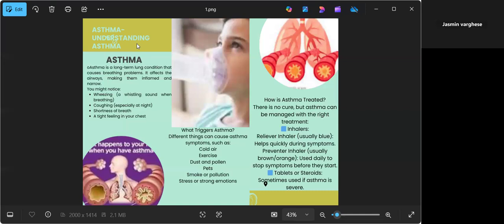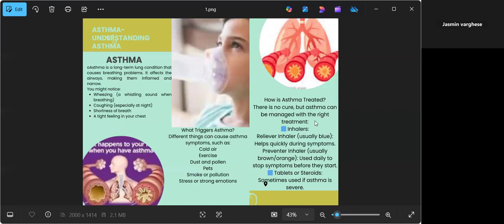But if you write all this information in detail, one leaflet is not enough to explain everything. So you have to highlight the names. In this section, you can see how I have highlighted. There's no cure, but asthma can be managed with the right treatment because it is a long-term condition. If you are submitting this as an assignment to the evaluator, you have to show that you know what a long-term condition is. So you have to specifically mention that this is a long-term condition and there is no cure, but asthma can be managed with the right treatment.